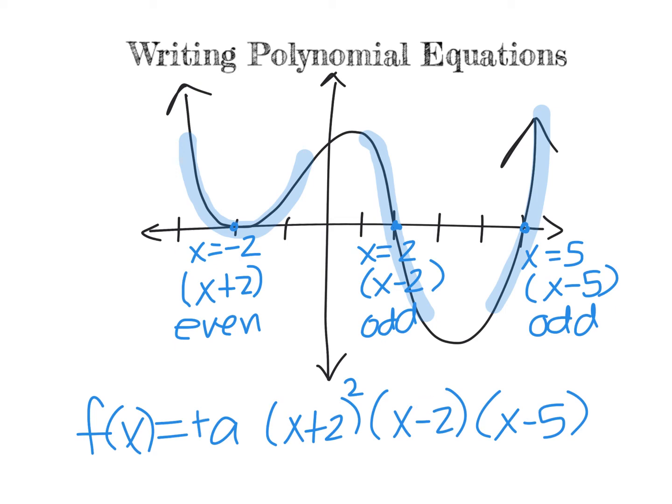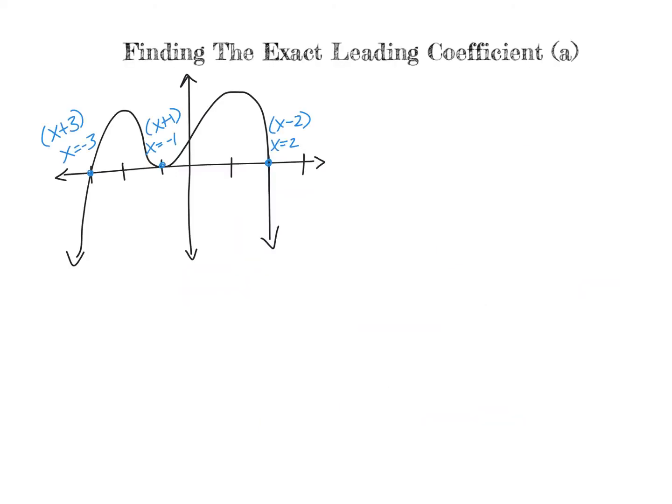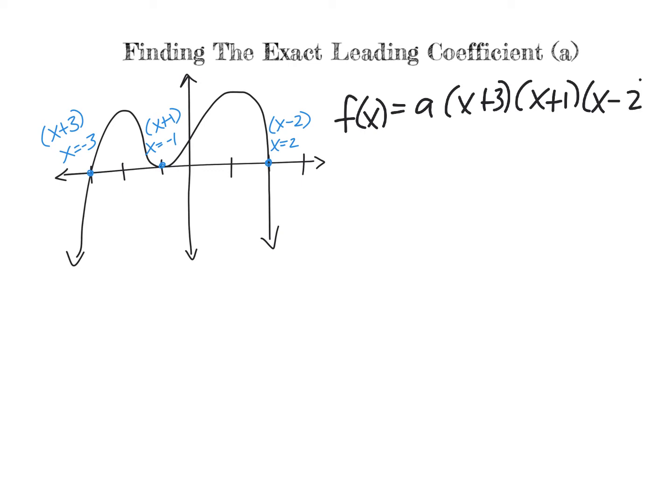All right, let's move on. Now let's talk about how you find that actual a. So far we've been saying whether a is going to be positive or negative. But how do you actually find the a? Well, here we have a function. We have the factors. Let's write it in factored form. Let's say here we have f of x equals a times x plus 3, x plus 1, and x minus 2.